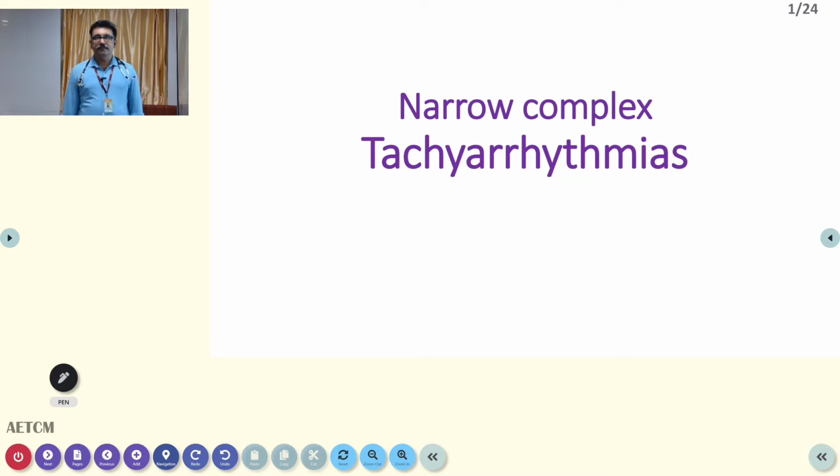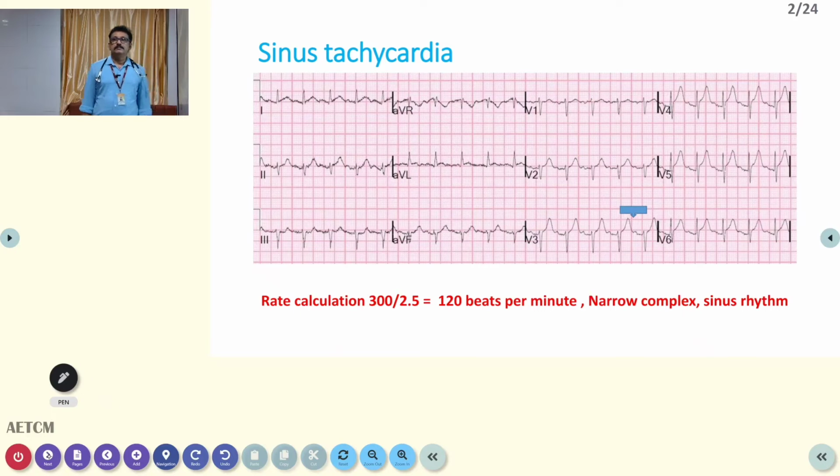Today, let us discuss narrow complex tachyarrhythmias. As part of ECG learning, we have already learned how to analyze the rate in ECG and the rhythm in ECG. Today, we are going to learn about narrow complex tachycardias. We have already discussed what is narrow complex.